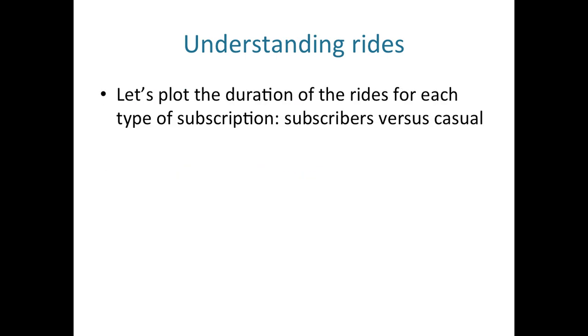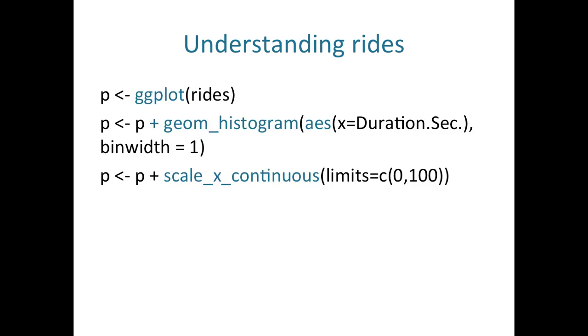Okay, so you have here another exercise. It says, let's plot the duration of the rides for each type of subscription. So remember that we have two different types of subscriptions, subscribers versus casual, what we call commuting people versus tourists. So imagine that we want to understand what's the duration of the rides for each type of subscription, okay?